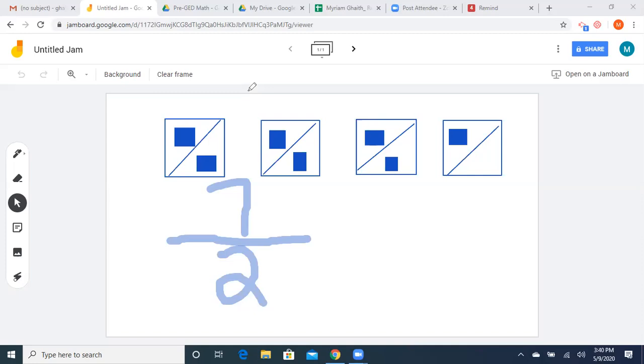Is it my improper fraction or my mixed number? Improper. Very good. Improper fraction. And it looks like an improper fraction, right? We have our numerator greater than the denominator. Now I want you to turn this into a mixed number. Why don't you guys try it and tell me what you get?